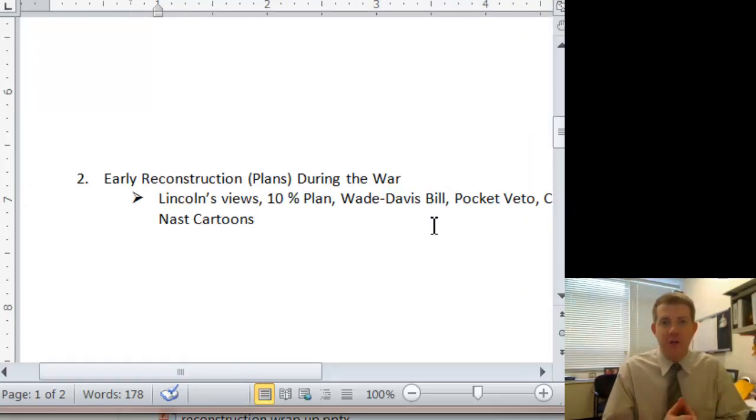So being able to put that all together in terms of the timeline of basically July of 1864 through April of 1865, where we have Lincoln talking about a 10% plan, the radicals not liking that, passing the Wade-Davis bill, allowing the pocket veto to happen, and then them adjourning, and what that means for 1865 when Lincoln's not going to be around.